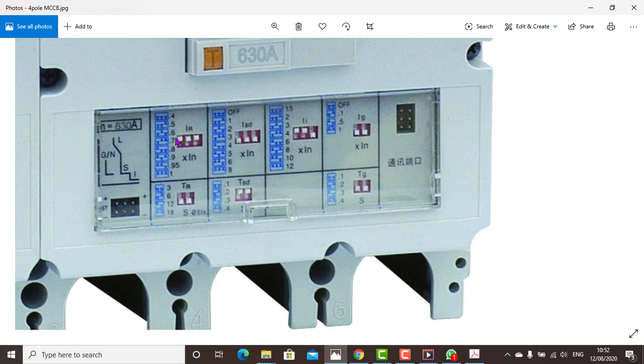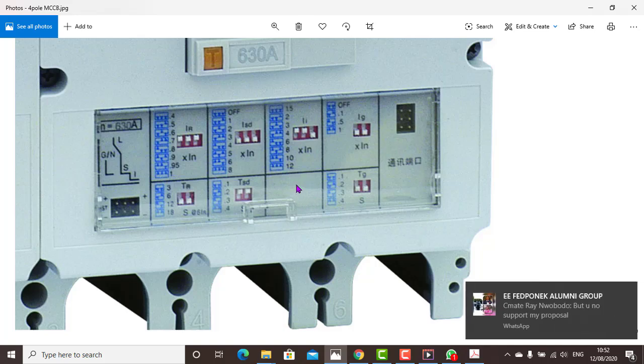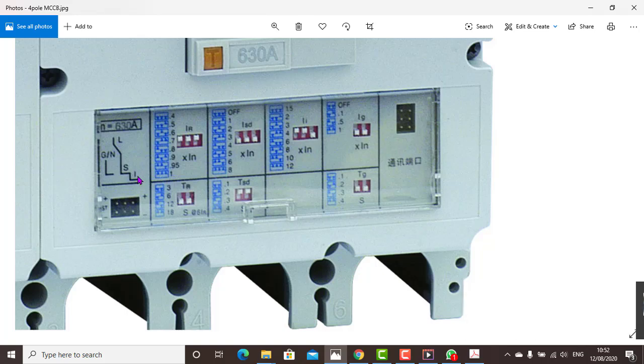Now watch here. This is L. This is where our short is. This will be our instantaneous. Okay, this is our long, short. You can see this is time for long, time for short, but there is no time here because it is instantaneous. Immediately, you see just 3. So now L means long, S means short, I means instantaneous, G ground, N neutral.